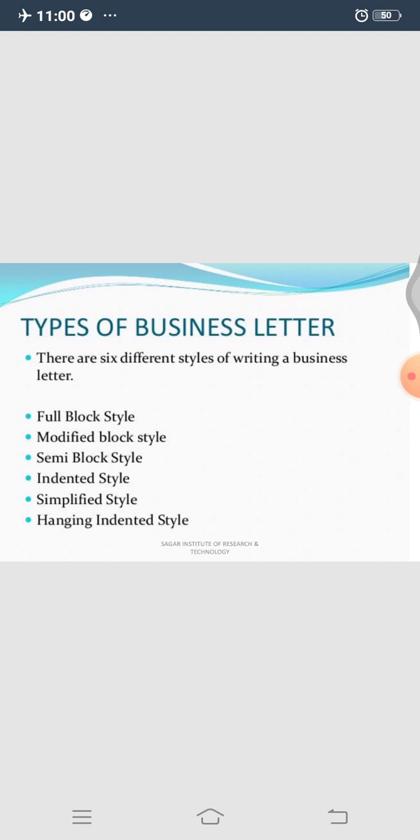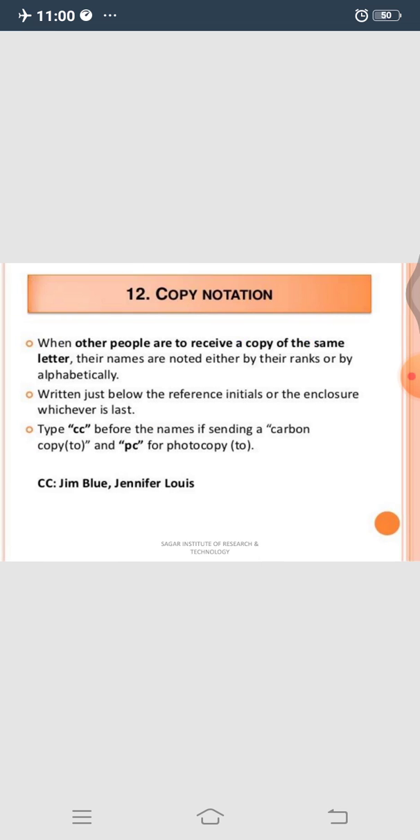Types of business letter, we'll do this in our next segment. So till now you all must have understood how you have to write a letter and what are the different heads under which you have to write. This is very important because it becomes a permanent source, and it is a legal document, and therefore it has to be written very carefully.